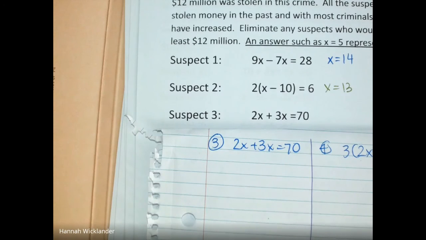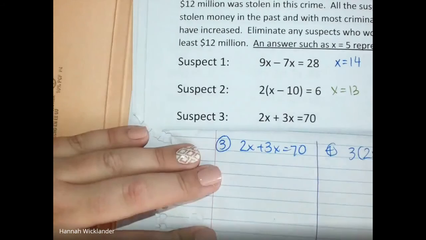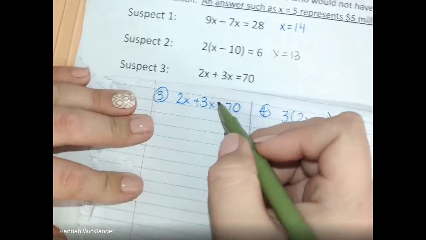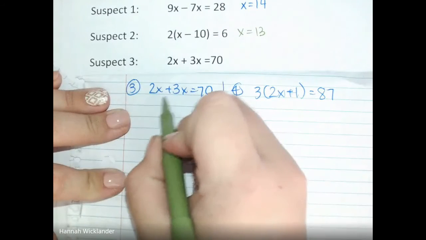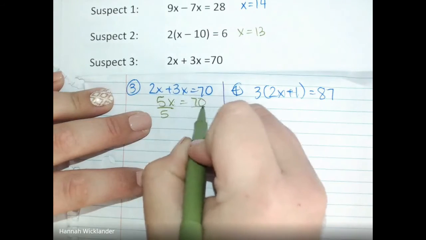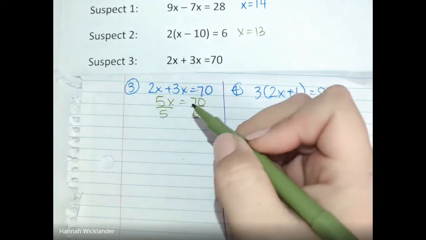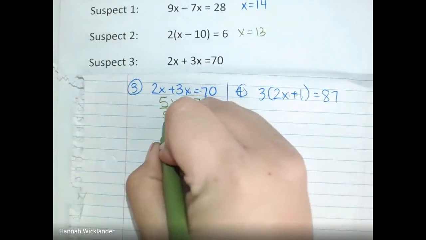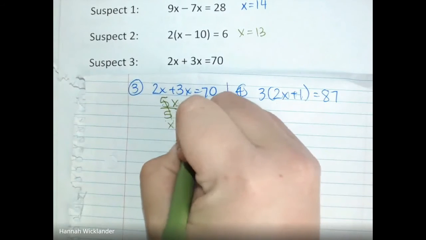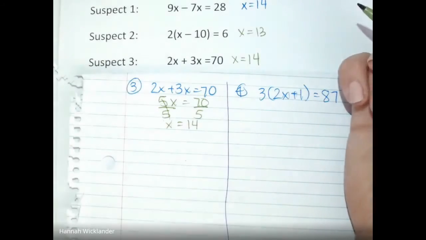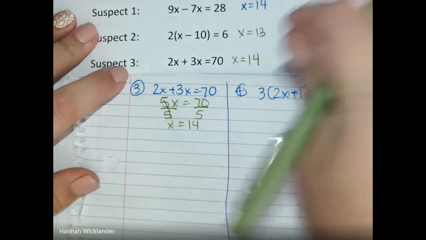Okay, so I'm going to combine my like terms for number 3. 2x plus 3x gives me 5x equals 70. I'm going to divide by 5 because it's being multiplied, and the opposite of multiplication is division. 70 divided by 5 gives me 14. So x equals 14. Once again, it's above 12, so the suspect stays.